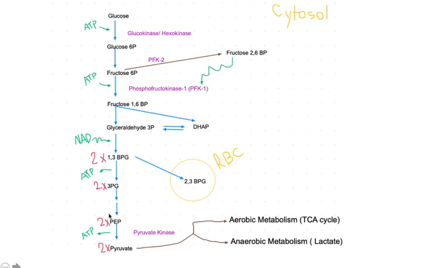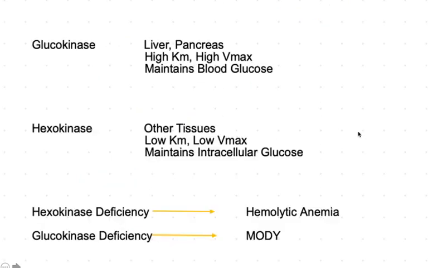And also in this situation there will be an accumulation of 2,3-BPG upstream inside RBC. So keep in mind, pyruvate kinase deficiency is associated with reduced ATP, increased 2,3-BPG and hemolytic anemia. And finally, let's wrap up this subject. As we learned earlier, we have 2 types of enzymes to initiate this cycle, glucokinase and hexokinase. So let's see the differences.